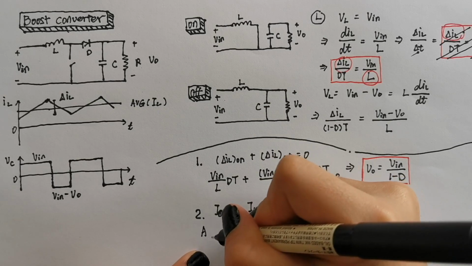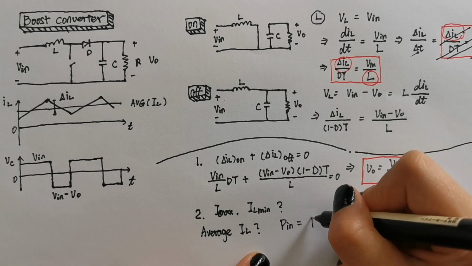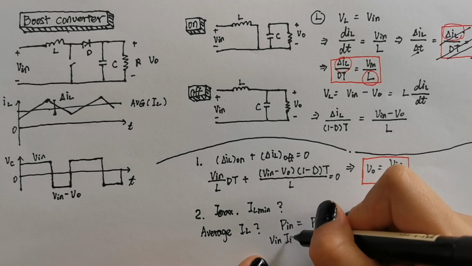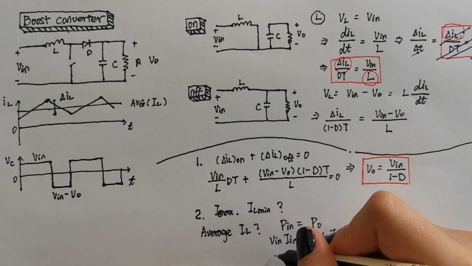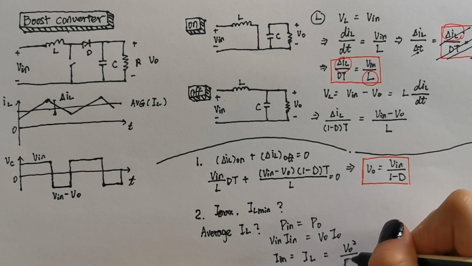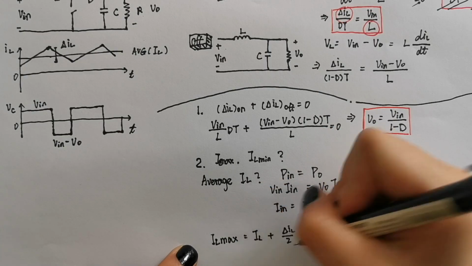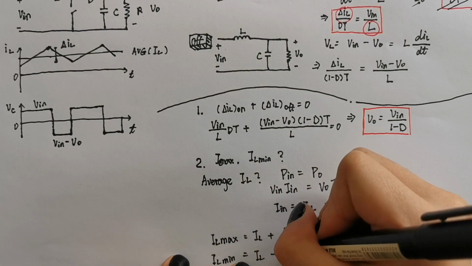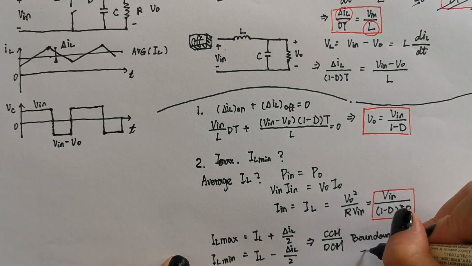To find the maximum and minimum inductor current, we first need to know the average current in the inductor. The average inductor current is determined by recognizing that the average power supplied by the source must be the same as the average power absorbed by the load. So we have Pin equals Pout. Then Vin times IL equals Vout times Iout, and IL is the current in the inductor. So the average inductor current is Vin divided by (1 minus D) squared times R. The maximum and minimum inductor currents are also determined using the average value and the change in current. The CCM and DCM boundary is where IL minimum is 0.